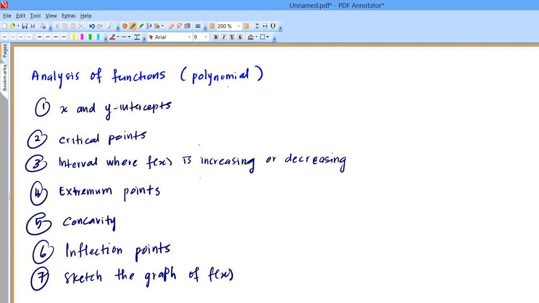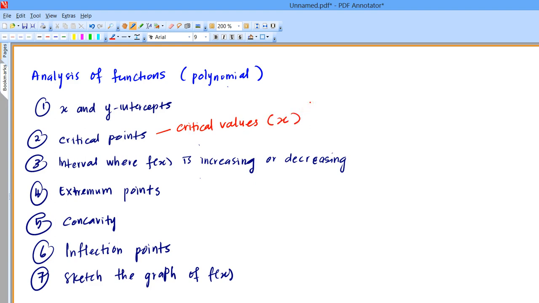Hi student, this video is about analysis of function, polynomial function. In this video, I will show you how to find x and y intercept. Okay, number 2, critical point. Before we find critical point, we need to find critical values. Okay, critical values actually refer to values of x.